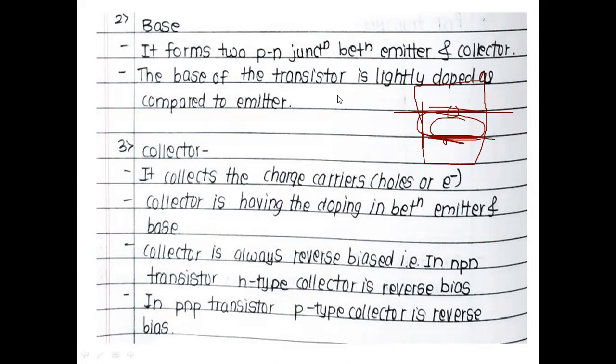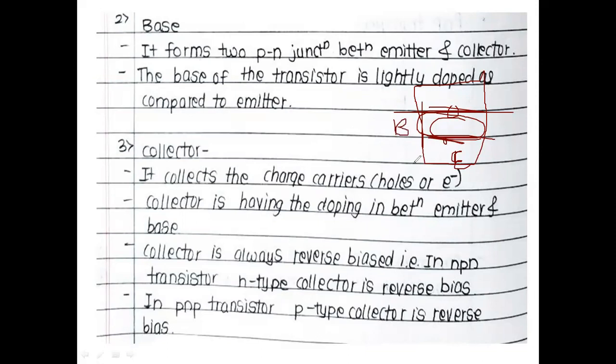The base of the transistor is lightly doped as compared to the emitter. Why is it required? The emitter we are heavily doping, and the collector also we are going to dope heavily. The middle one is lightly doped just to keep these two junctions distinct. We cannot say it is forward bias or reverse bias by itself, because the supply we give is from the emitter to the base. Yes, sir.